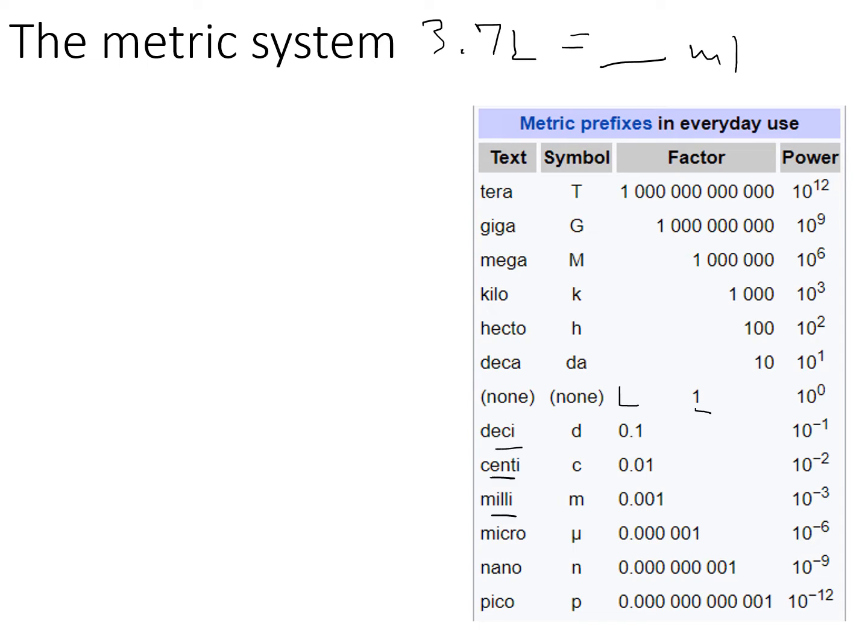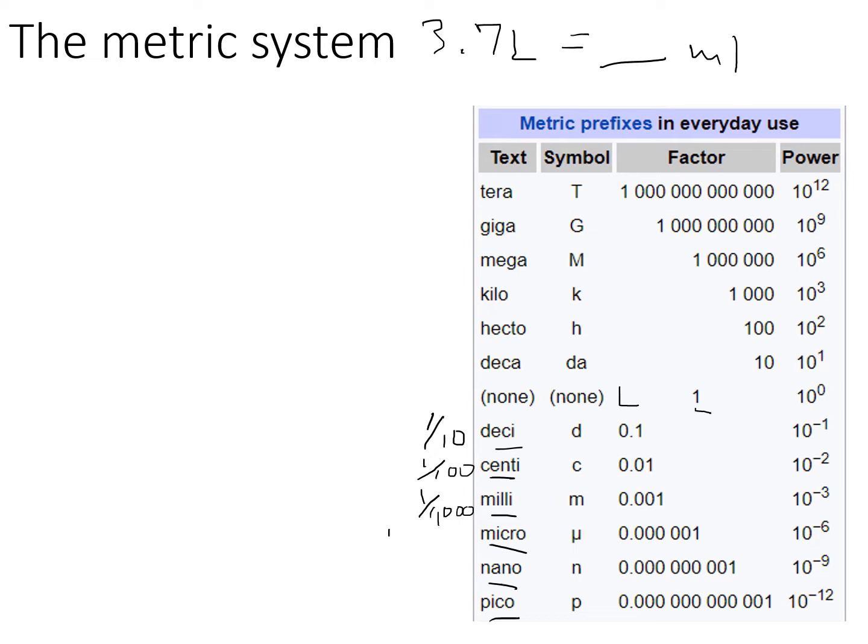Deci, centi, milli, micro, nano, and pico. So let's go through a few of them. Deci means essentially a tenth of a liter. So 1 deciliter is going to be 0.1 liters. 1 centiliter is going to be 0.01 liters. And a milliliter, that's the one I'm interested in right now, is going to be a 1,000th of a liter.